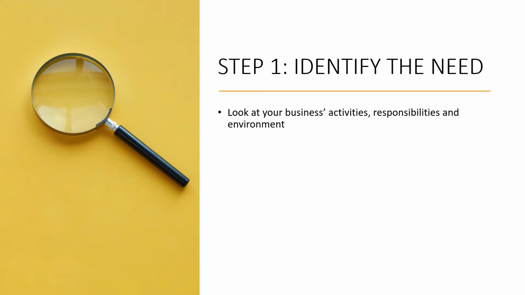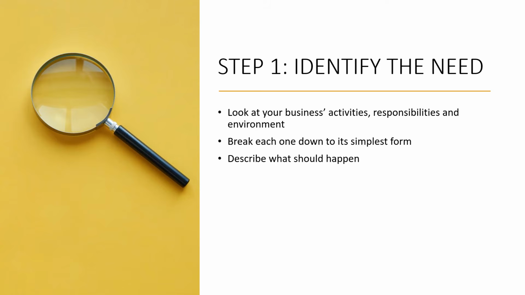So, step one, we've got to identify the need. Look at what your business does. Look at what the responsibilities are, look at your environment, look at your own expectations of how things should be done. You've got to break each one down into its simplest forms. If you do not want board shorts and flip-flops as part of your company dress code, then make that clear. Business casual does describe a form of dress. Give clear examples in the process. Really break it down to the simplest form. And describe what should happen.